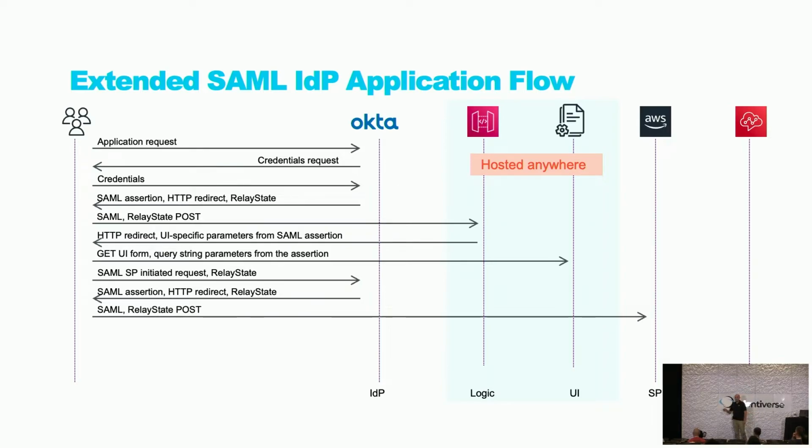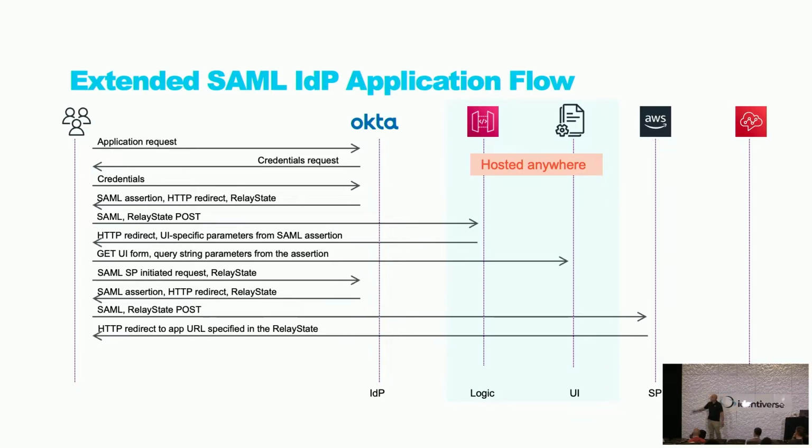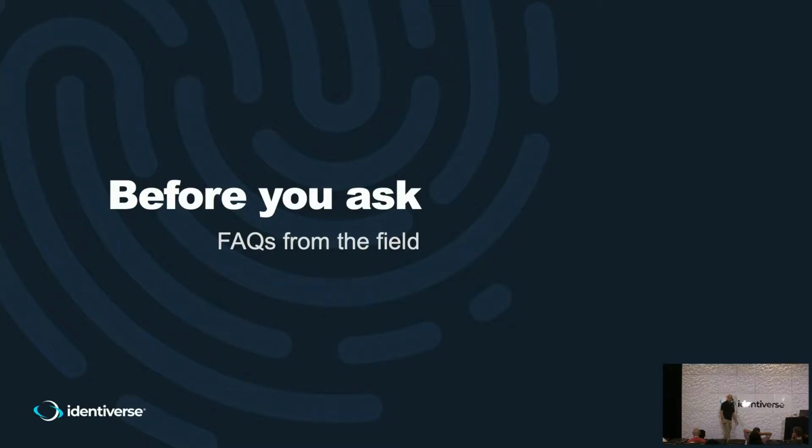And then now your browser follows the traditional path, and that path leads it to the service provider. The service provider verifies the relay state, verifies the assertion, verifies the signatures, does all that needs to be done, and then the browser now faithfully drops into the correct application. Right, so that's from the architectural side.